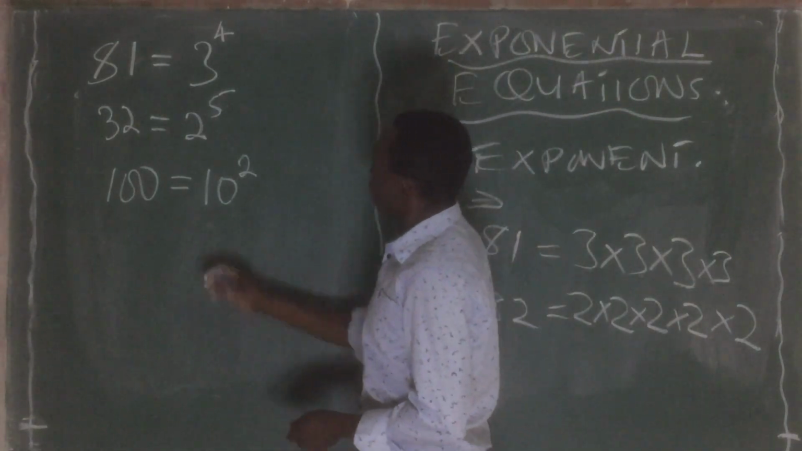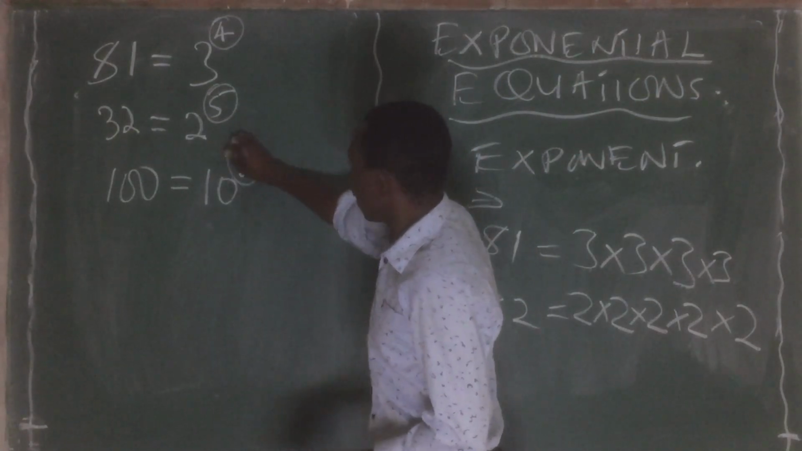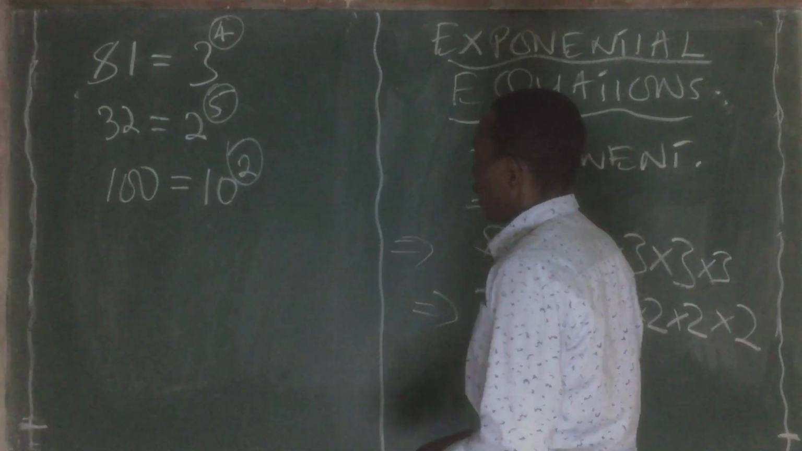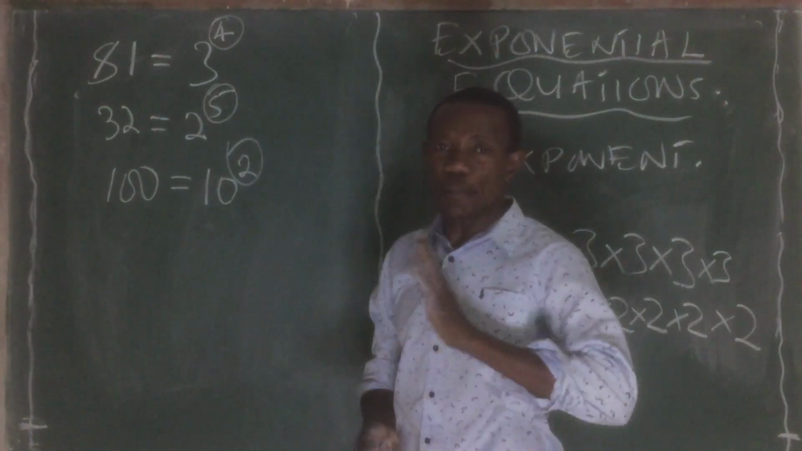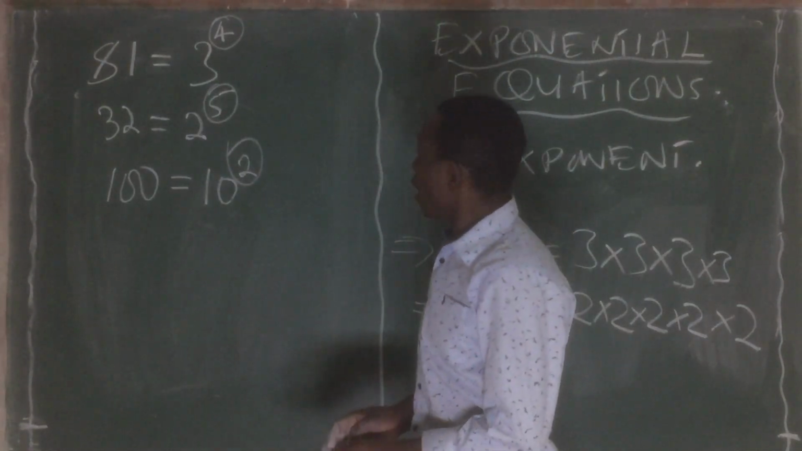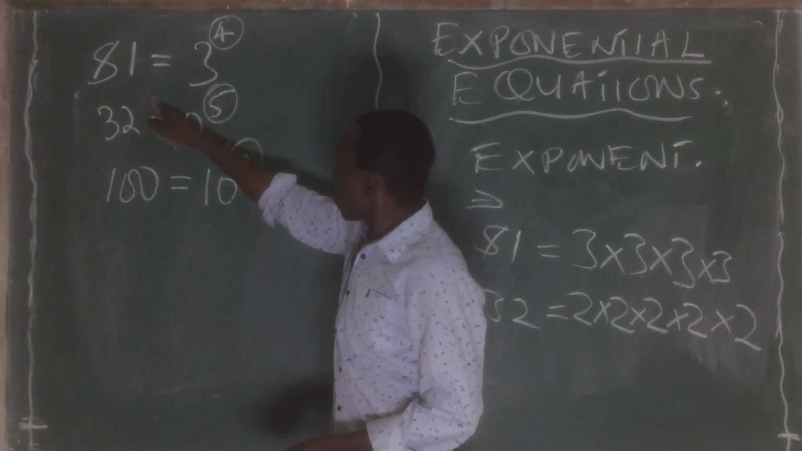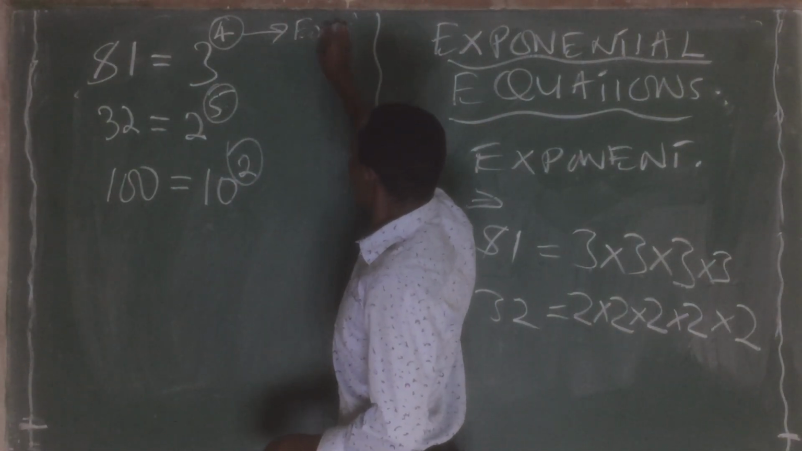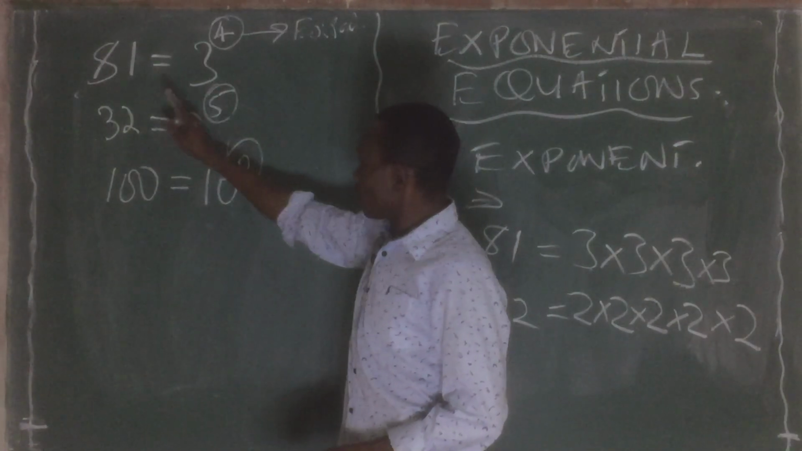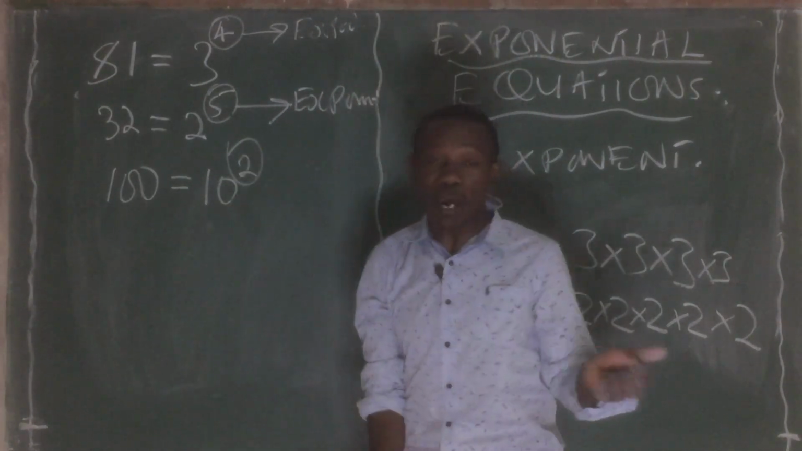So now, these numbers up here, a 4, a 5, a 2, those numbers are defined as what? Exponents. It's just like a power that tells how many times to multiply a particular factor to get a particular number. Here I multiply 3 4 times to get 81. This 4 is defined as the exponent. And here I multiply 2 5 times to get 32. So the 5 is defined as the exponent, or you can call it the power.